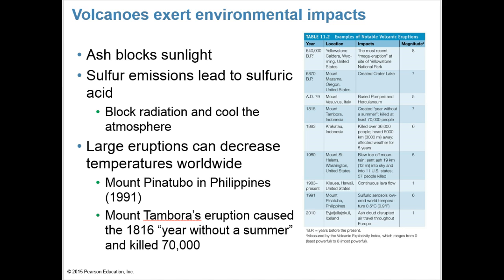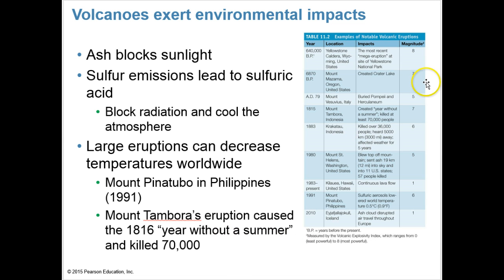When volcanoes erupt, the ash can block sunlight, and sulfur emissions can lead to sulfuric acid and block radiation and cool the atmosphere. Large eruptions can decrease temperatures worldwide. For instance, Mount Pinatubo in the Philippines in 1991. We can find that on the chart to the right. It lowered world temperatures almost a degree Fahrenheit. Mount Tambora's eruption caused the 1816 year without a summer and killed 70,000 people.